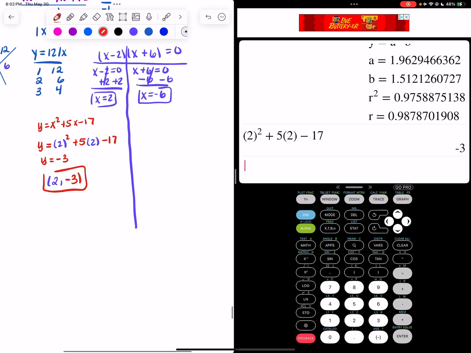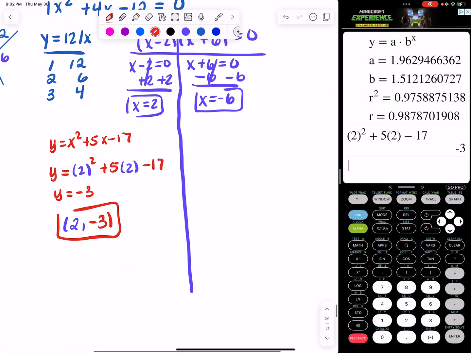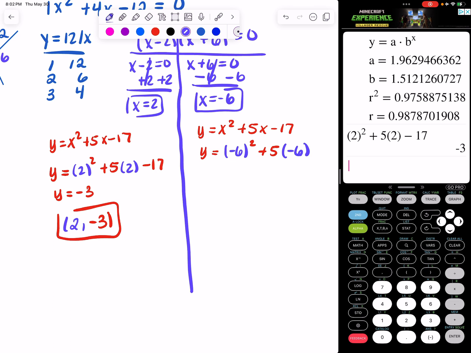Now I have to plug in the negative 6. Now remember, we have y equals x squared plus 5x minus 17. Everywhere I see an x, I plug in negative 6. Parenthesis goes on the exponent goes on the outside. And then take away 17. And now I type it in again. So parenthesis negative 6, close it, square it, plus 5, parenthesis, negative 6, close it, minus 17.